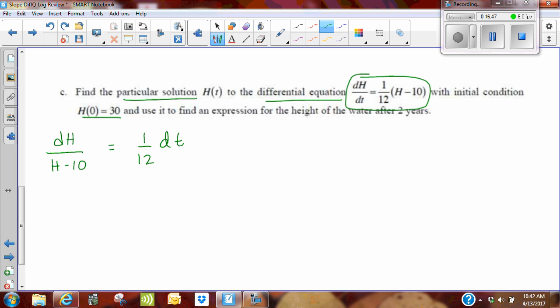So this would be 1/12 plus C. But when you plug in 30 right here, after you do a natural log, if your t is 0 but height is 30, now your C is going to be the natural log of 20, because this was not just a variable that went away.